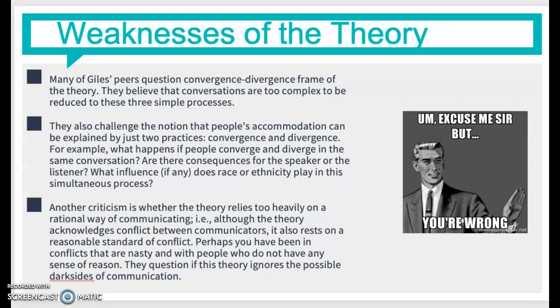For example, what happens if you converge and diverge in the same conversation? How do we react? How do we analyze people who use both types of accommodation with the one communication? What, if any, influence does race and ethnicity have on this simultaneous process? There are lots of questions about the theory that haven't quite been answered yet. It also doesn't take into account things like sarcasm and other language tools, which people often use more so now in their day-to-day interactions with others.